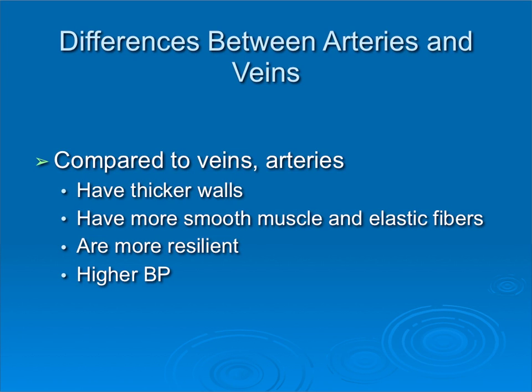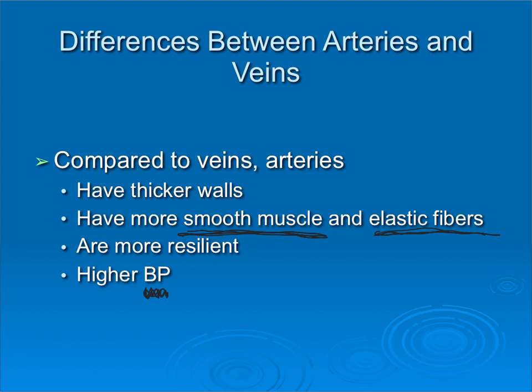Okay, so just a few key differences between arteries and veins. So arteries are going to have thicker walls. The reason is because they have a higher blood pressure. That's what BP is. They have a higher blood pressure because they're closer to the heart. So they have to be more resilient to accommodate this pressure. They're actually going to have more smooth muscle, which makes up the middle layer of a vessel wall, as well as more elastic fibers, which have the recoiling ability.